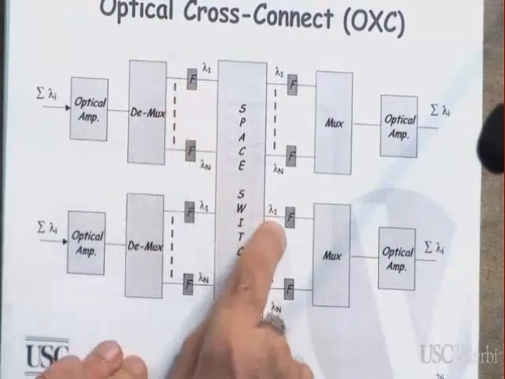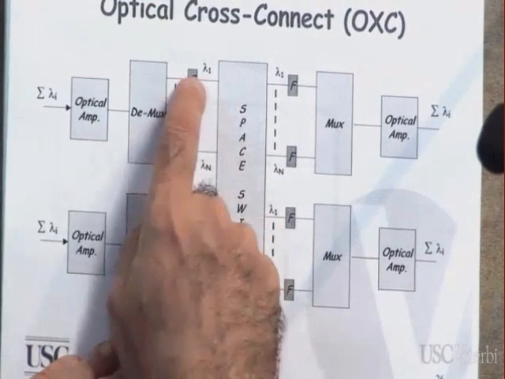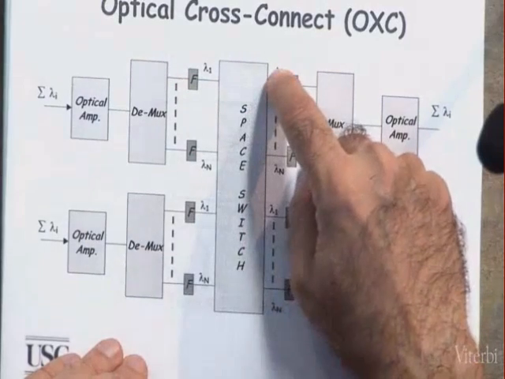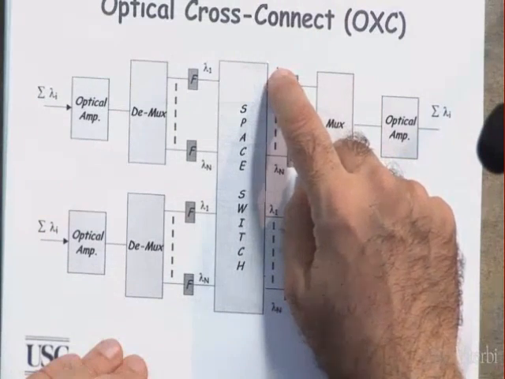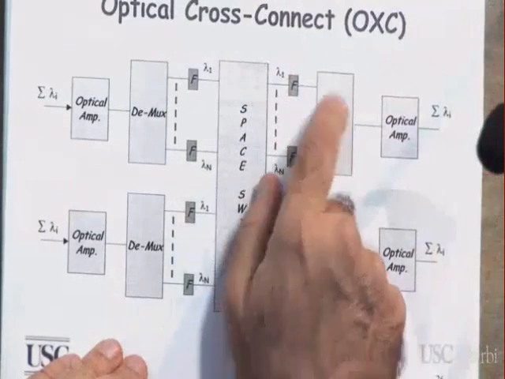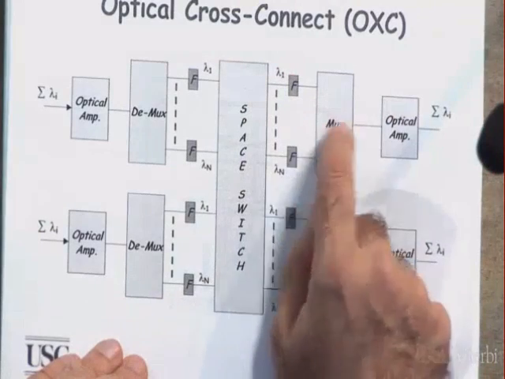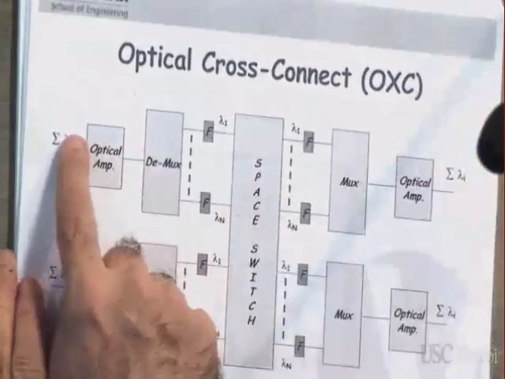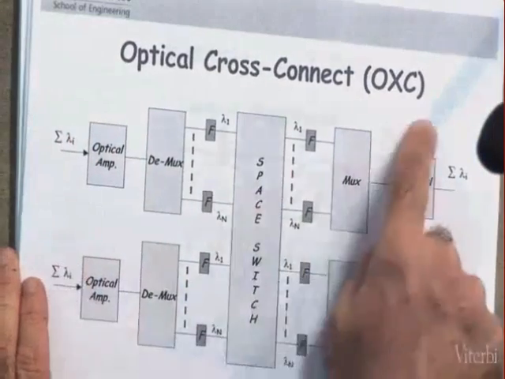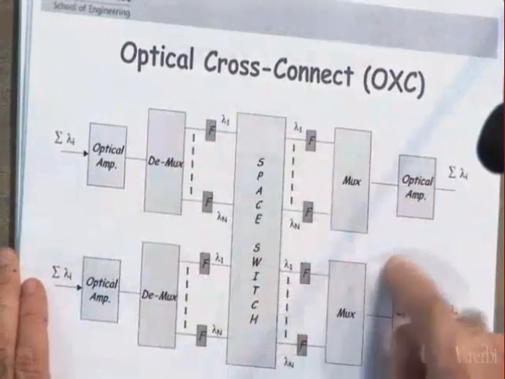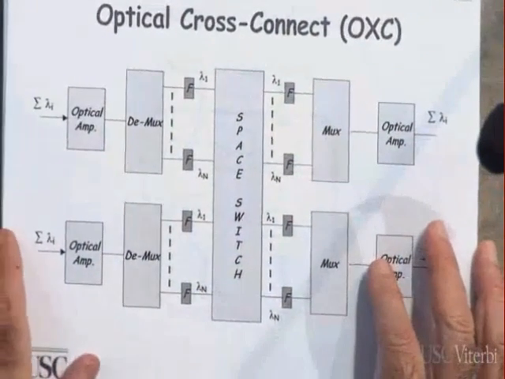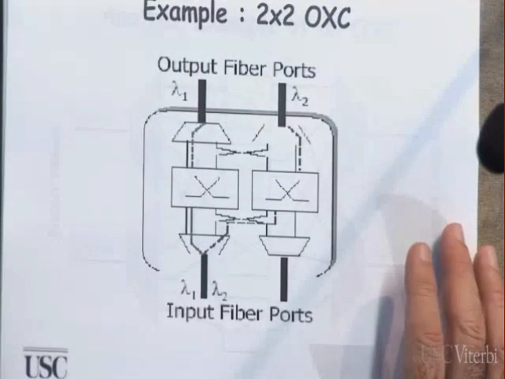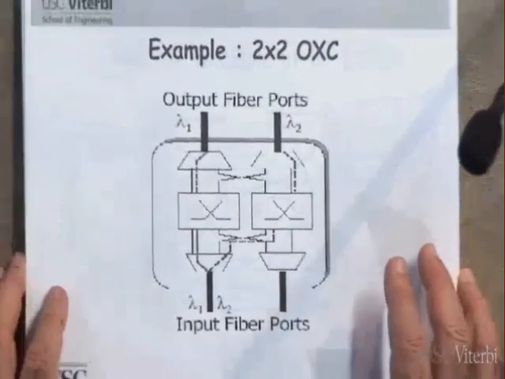Tell me, where is this lambda 1 going? Can this lambda 1 go in here? And through this switch, can this lambda 1 go in here? And this lambda 1 goes in here. Did you get this or not? And then on the other side, you do have a multiplexer and then an optical amplifier. Clear? So in here, this lambda 1 could come here through what is known as an optical cross-connect switch. Clear?